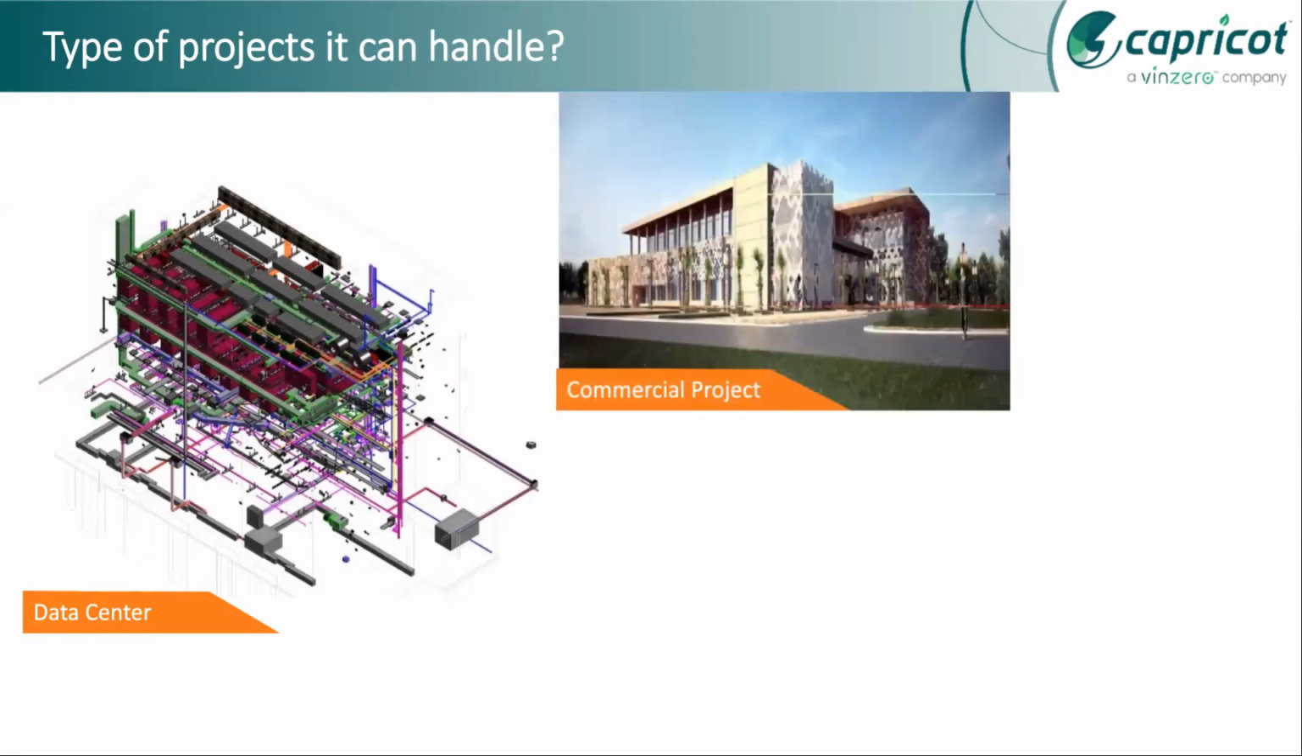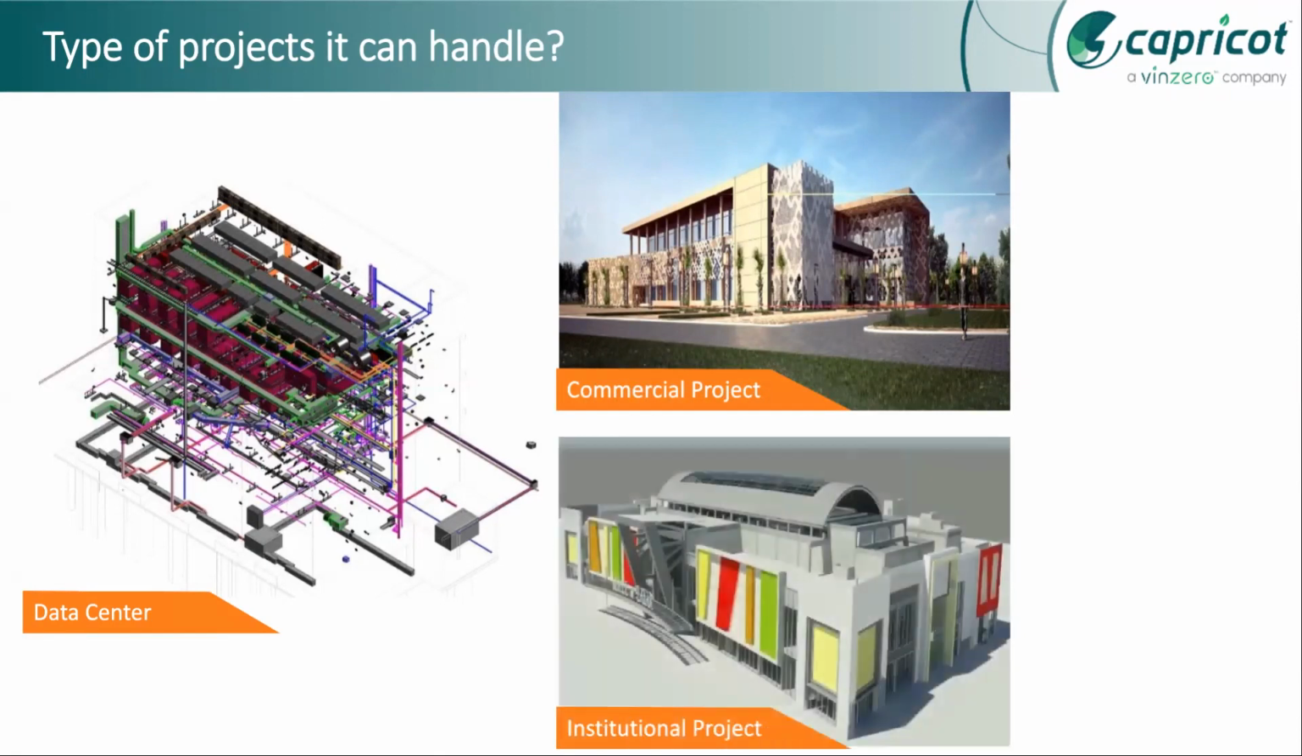You can work on a commercial project totally. Suppose there are offices, buildings, mixed use projects. Every type of project can be worked on. Then you have institutional projects, like colleges or any of the buildings, schools, primary schools, anything can be done on Revit.